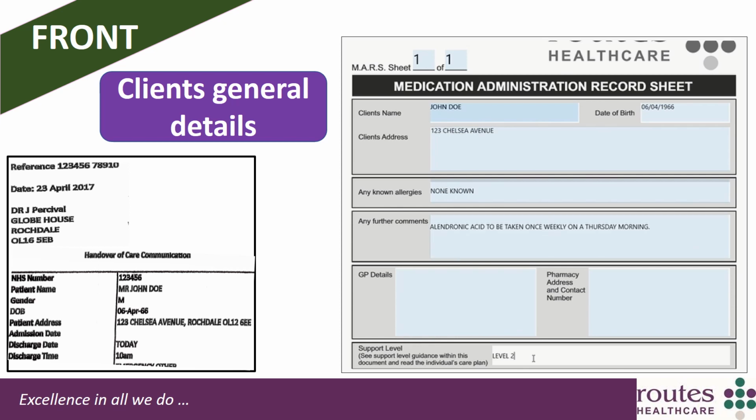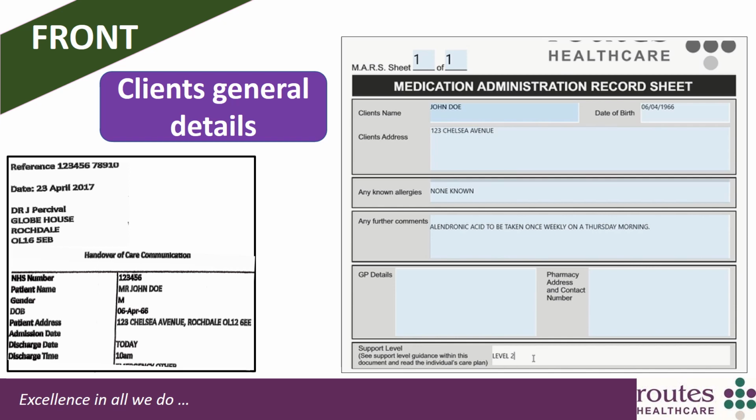Now, in regards to the support level, you'll see on page 15, it breaks down the 3 levels nice and simple. So level 1 would be the least amount of support that we're going to give that person. So they would be in full control of their medication. However, we might just give them a reminder or a prompt, or we might even open the bottle for them.